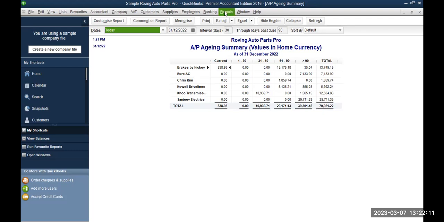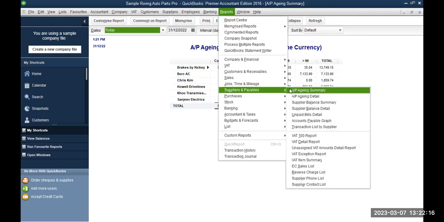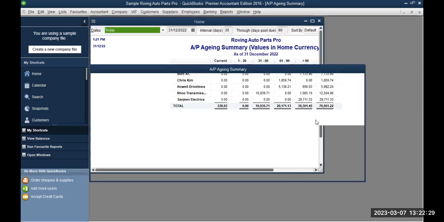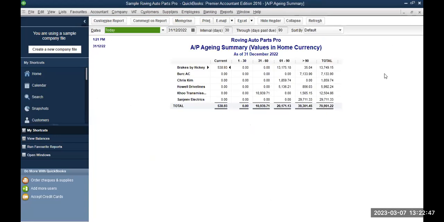And also you can get a report for that in a graphically represented report. This is, and still the same place, go to suppliers and payables, accounts payable summary, and then you go to accounts payable graph. In the accounts payable graph, you can see that Sanjeev is owed the highest at 41%, and then you have the breakdown of all the other people that are owed, okay? And so depending on what your payment plan is, you might choose to decide how to make payments.